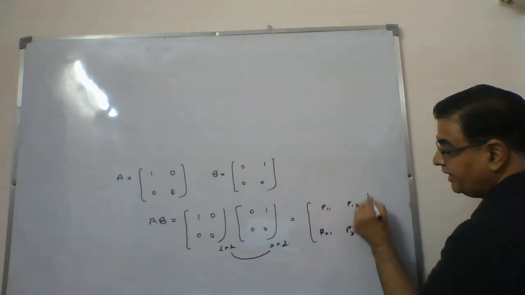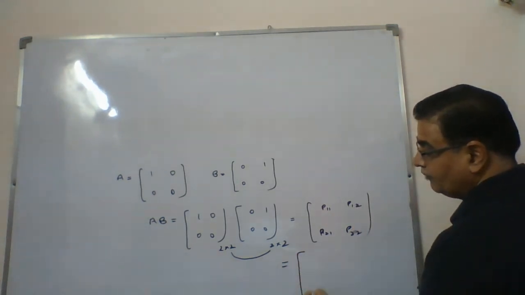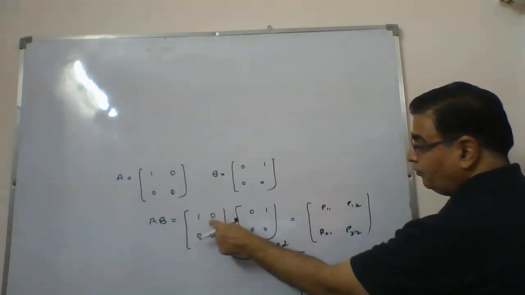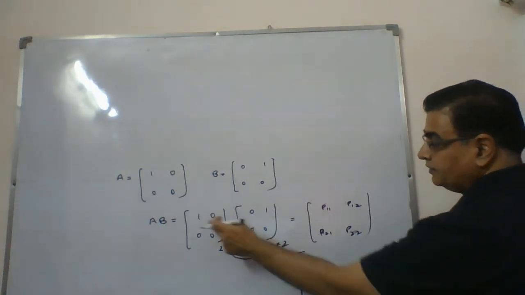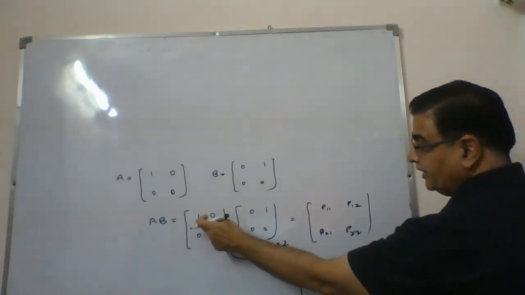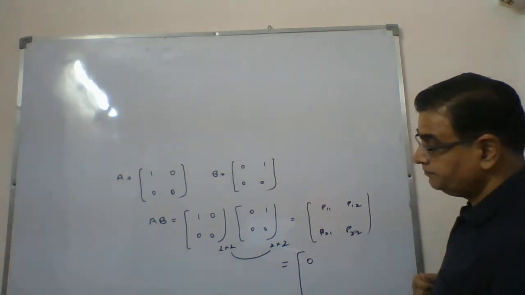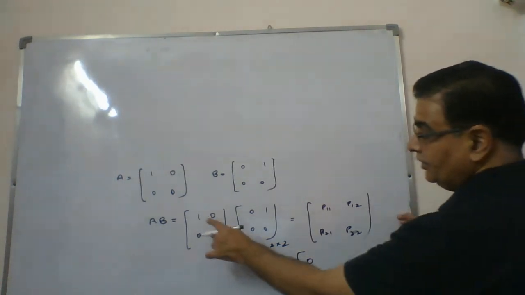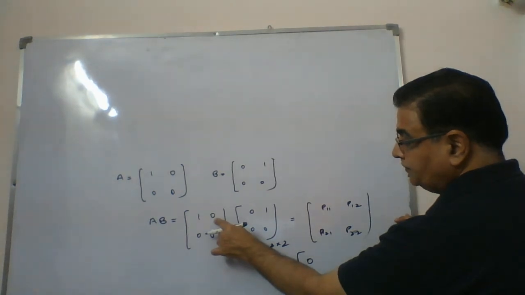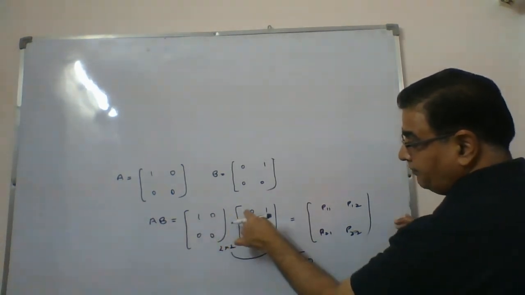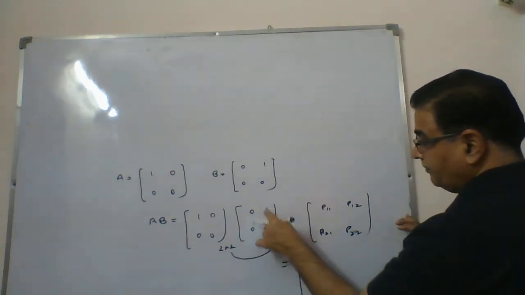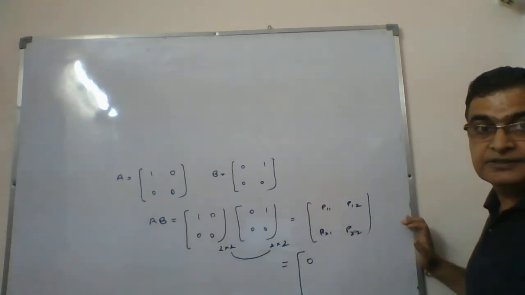Can you calculate that? I told you how to calculate this. 1 into 0 plus 0 into 0. Is it 0? Then this multiplies with this. What will you find? Yes, in this case 1 into 0. This multiplies with this, and next this will multiply with this. So that means it is giving 0.